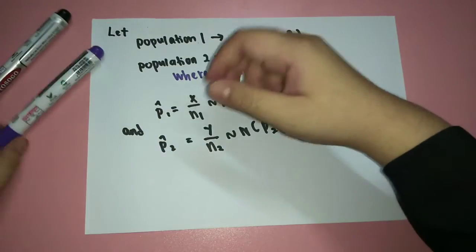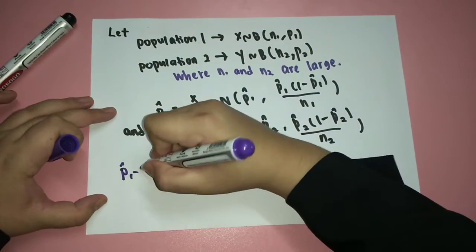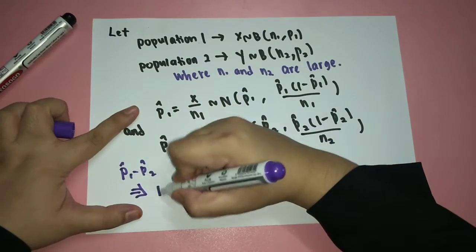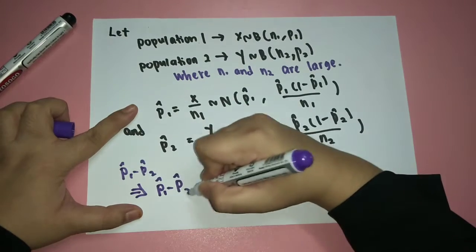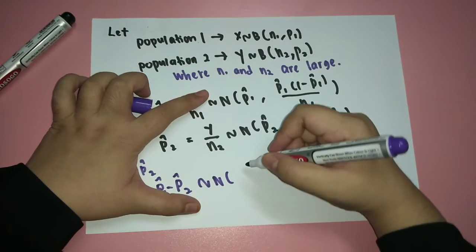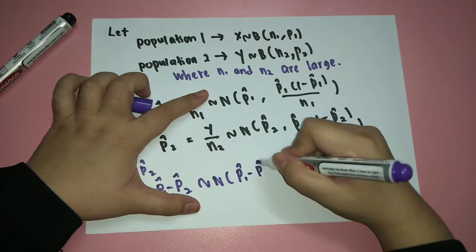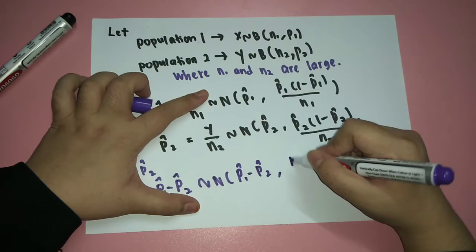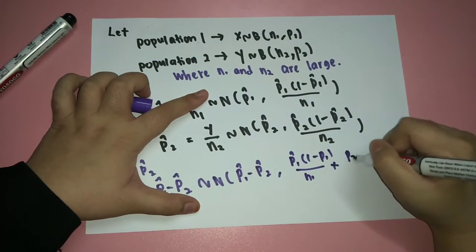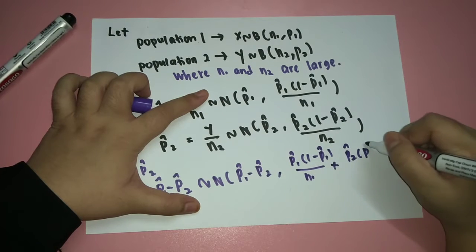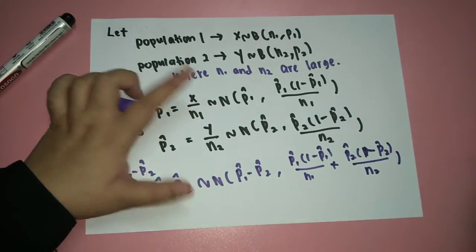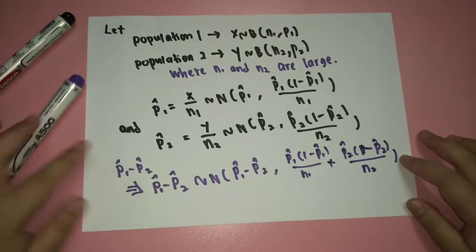But what we need is the difference between two proportions. So to find it, we combine both formulas, which gives p hat 1 minus p hat 2 denoted by a normal distribution with mean p1 minus p2 and variance p1 times 1 minus p1 divided by n1 plus p2 times 1 minus p2 divided by n2. So we have already changed it into the normal distribution.